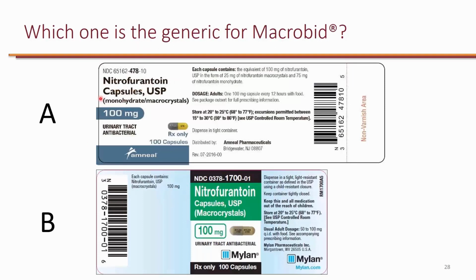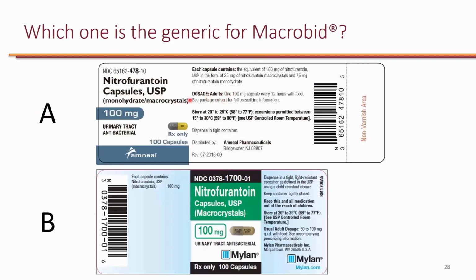Because there are different formulations of nitrofurantoin, and if you're working with the generic, it just says nitrofurantoin on it. So it's important to be able, as pharmacists, to distinguish between the two formulations. So as you can see, choice A tells you that this is monohydrate macrocrystals combination, whereas the second is just macrocrystals. So this question is which is the generic for Macrobid. The correct answer would be A.